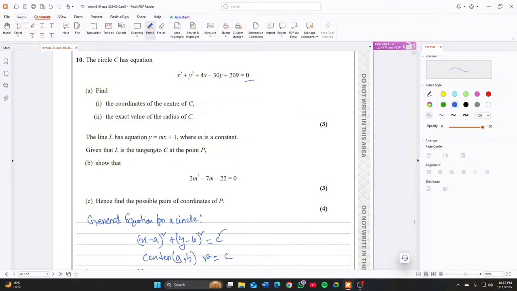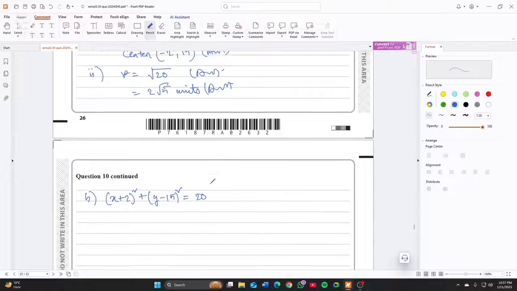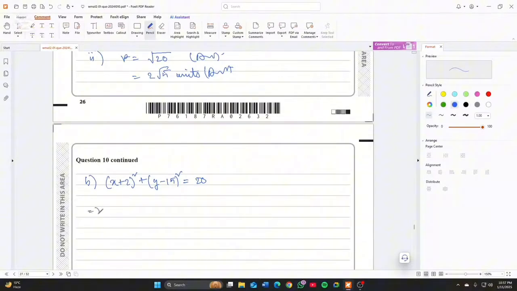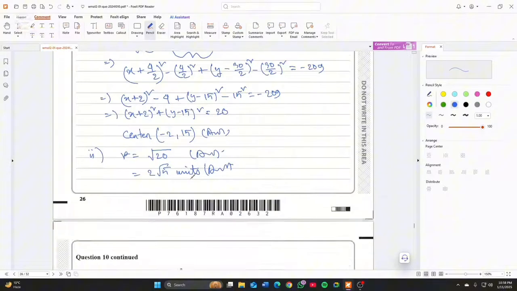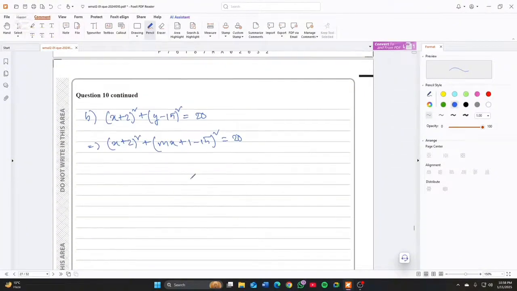so we can just put the value of y. Since it's tangent, it touches the circle. That means for that point, we can input the value of y for this line into the equation of the circle. So we can write (x plus 2) whole squared plus, in place of y we write mx plus 1, minus 15 whole squared equals 20, right? Mx plus 1 it was, right? Yeah, mx plus 1. So we need to just simplify this now.